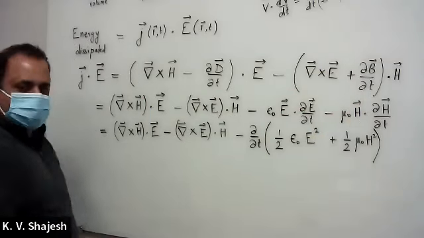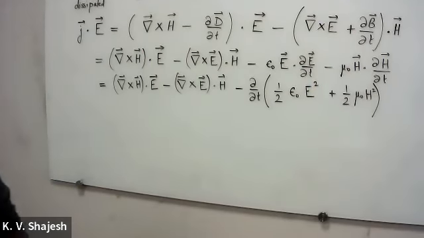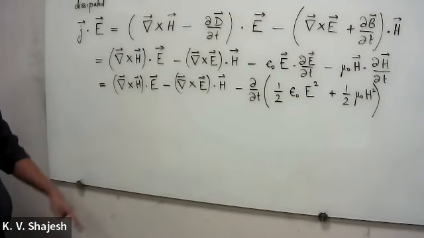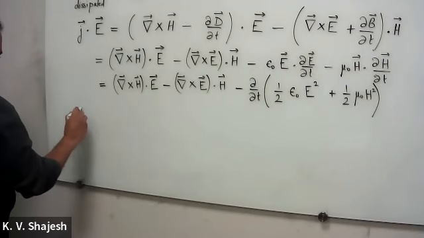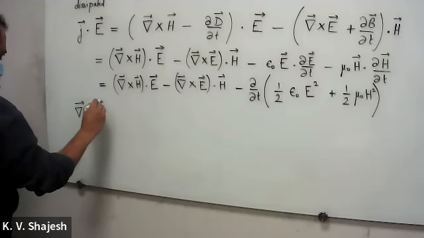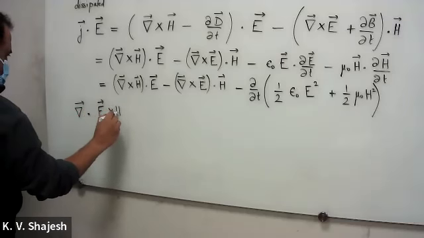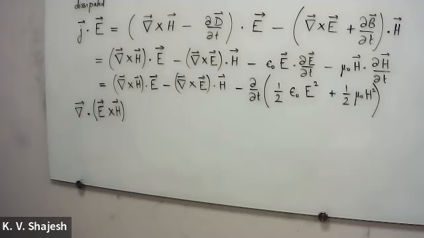This term, so let's process this. I gave you a hint that there is a Poynting vector, right? And the divergence of a Poynting vector might do that. So let me actually try, what is this? I'll dot it with E crossed with H. What is that equal to?